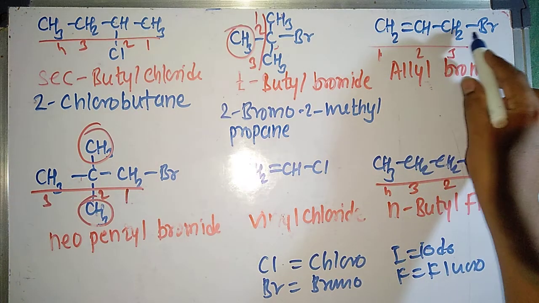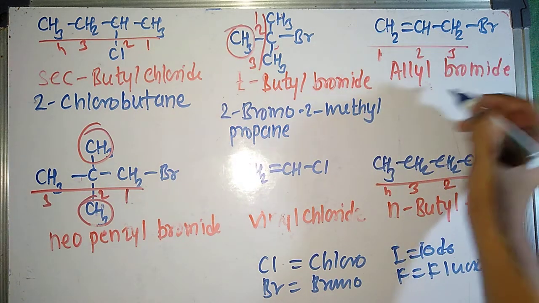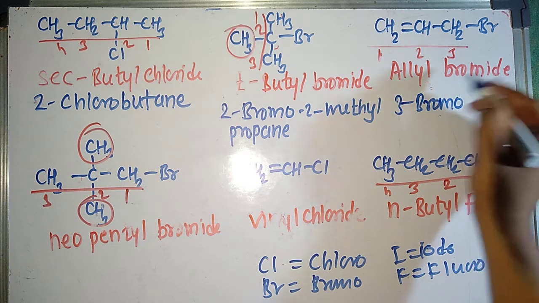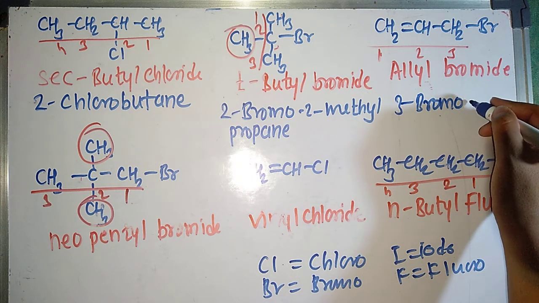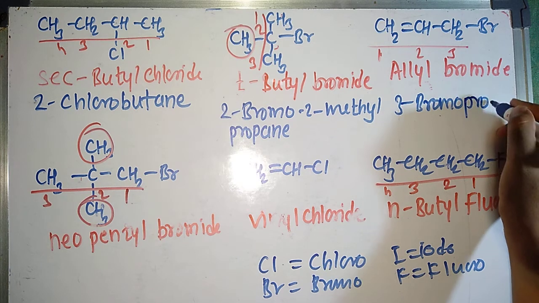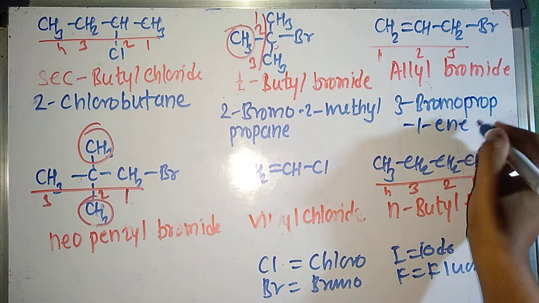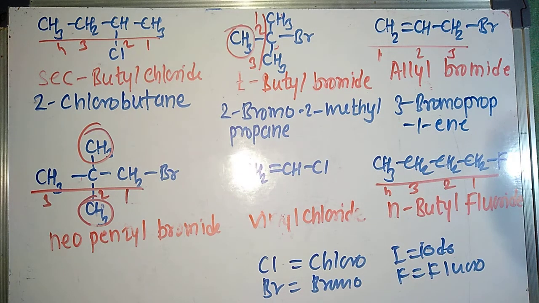Similarly, here the longest carbon chain is there. Bromine appears at the 3rd position, so write its name first, 3-bromo. The longest chain contains 3 carbon atoms, so definitely it will be prop. The double bond appears at the 1st position, so it will be propene. 3-bromoprop-1-ene is the correct IUPAC name.